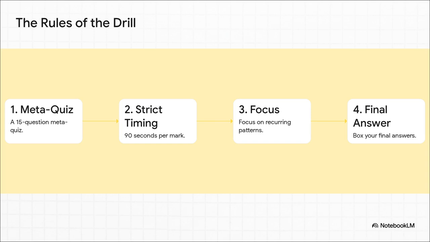Okay, so here are the rules of engagement for this workout. We have our 15-question quiz. We're sticking to that 90 seconds per mark timing to build both your speed and your accuracy. We're only focusing on the stuff that comes up all the time. And a pro tip, always box your final answers. It just makes the examiner's job easier, and that's what you want.